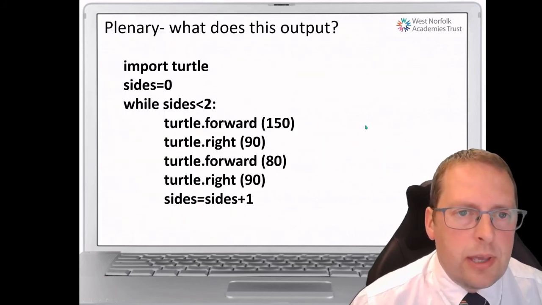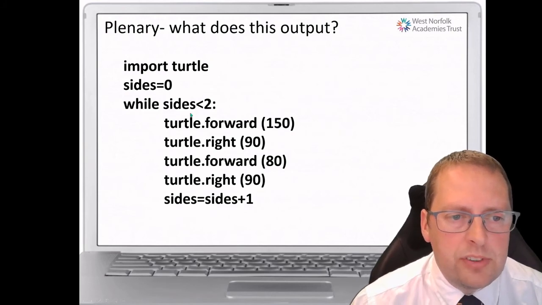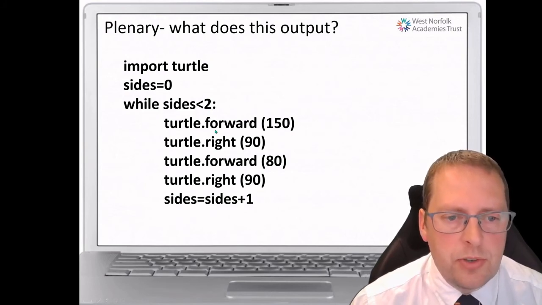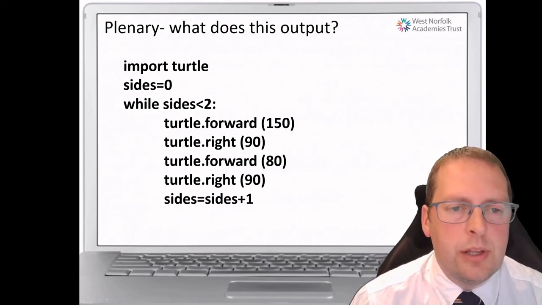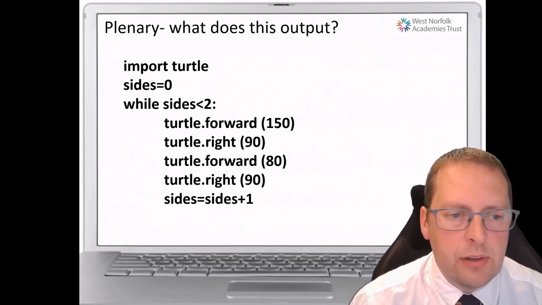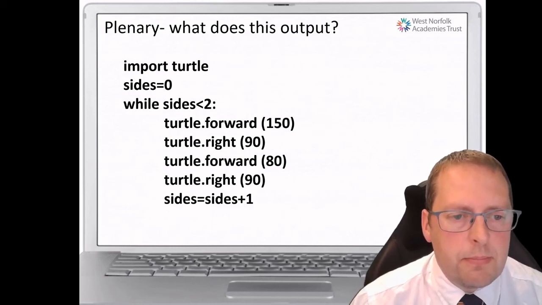So to finish off, we're looking at what does this output do. You can have a look at this and read through it. We've got import turtle, sides equals 0. While sides is less than 2, turtle.forward 150, turtle.right 90, turtle.forward 80, turtle.right 90, sides equals sides plus 1. So what shape, if I ran this bit of code, do you think this will draw? I'll just give you a few seconds to have a look through that, see if you can work it out.